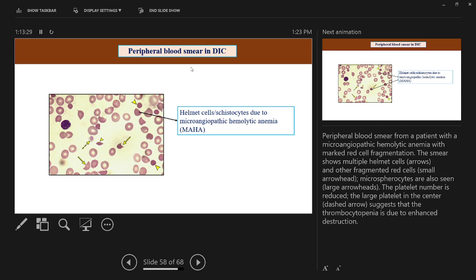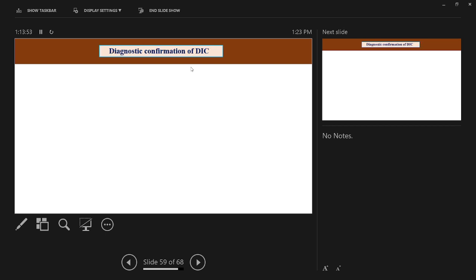Very good. So basically in DIC, the thrombi that are formed are basically of fibrin clot, whereas in TTP and HUS, the clots that are formed are platelet rich. So coagulation factors will be normal in TTP and HUS, whereas in DIC, as we have discussed in the lab parameters, since it is fibrin rich, there will be a defect in both coagulation factors and platelets.